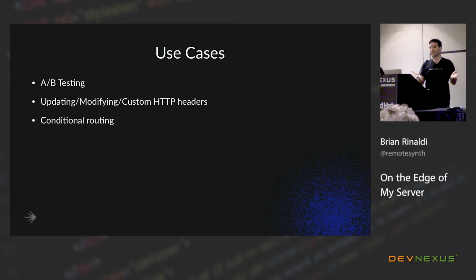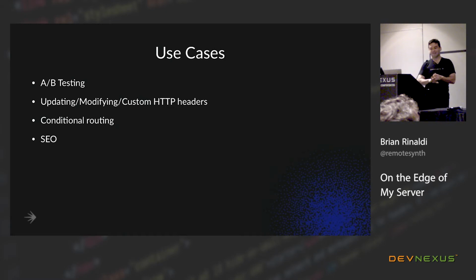There's lots of interesting use cases for this. For instance, you could do a progressive rollout of a site where you're moving people to the new version of your site, and they're routed at the edge to that new version. So that one I think is a really interesting use case.